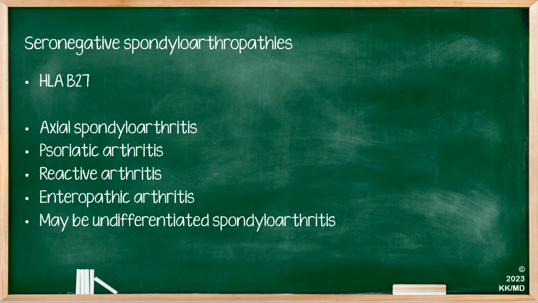So just a quick recap on the seronegative spondyloarthropathies. You will recall from our previous sessions that reactive arthritis is one of them, and the others are psoriatic arthritis, enteropathic arthritis, axial spondyloarthritis, and also maybe undifferentiated spondyloarthritis. You will also remember that all of these syndromes are associated with HLA-B27 as part of your blood test.